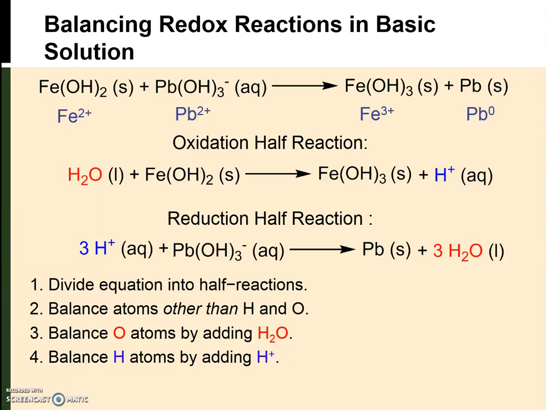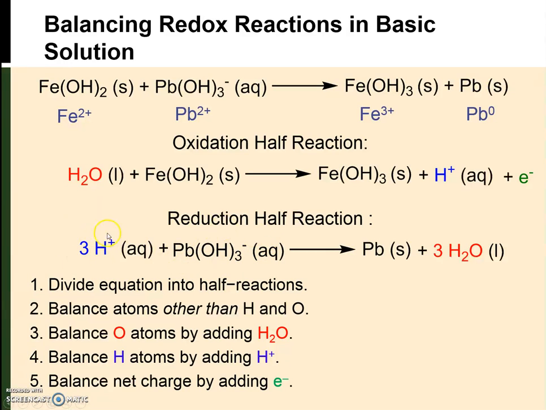So now we have all of our atoms balanced, and now we want to balance charge. So we want the charge in the reactants to be equal to the charge in the products. And so we'll balance charge again by adding electrons. So in our oxidation half reaction, we have a neutral charge in the reactants and a +1 charge due to the 1 proton in our products. So to balance the charge, we would add 1 electron to the products, making both sides neutral. In the reduction half reaction, we're starting with 3 protons and the negatively charged lead hydroxide.